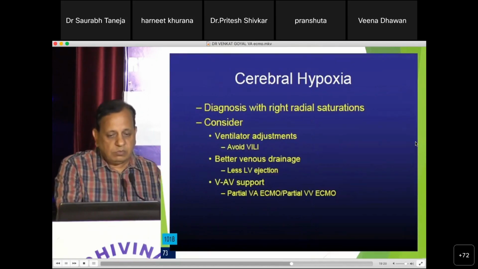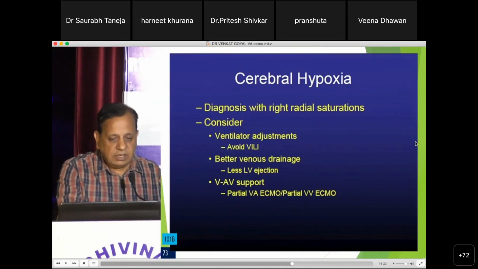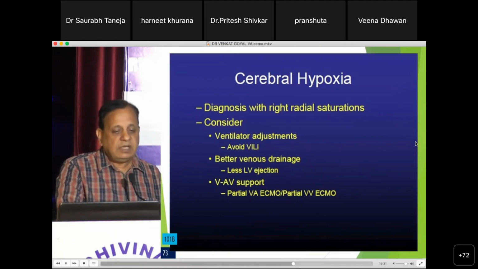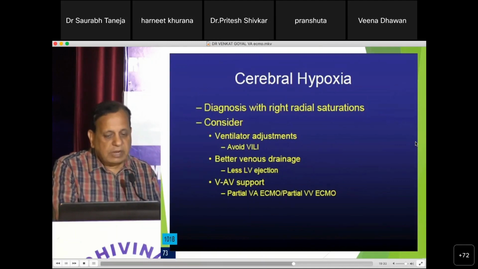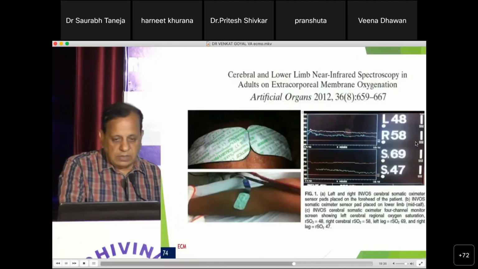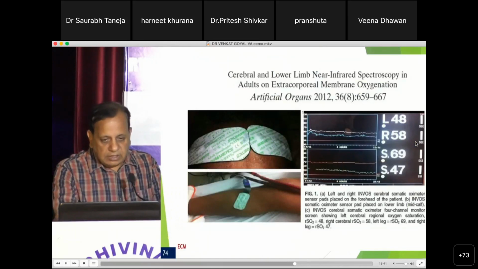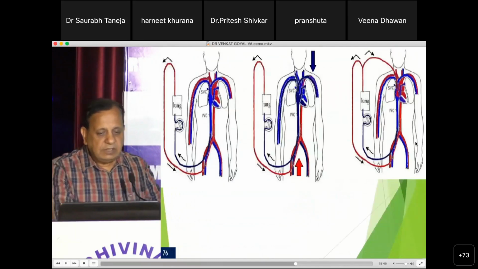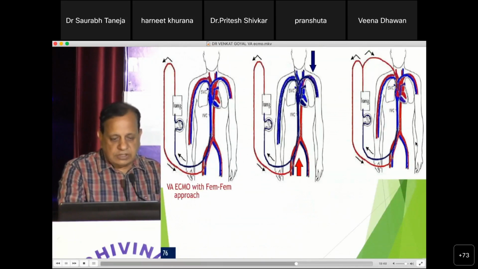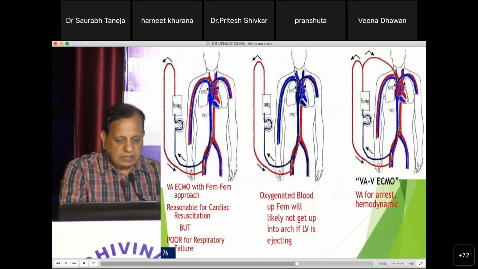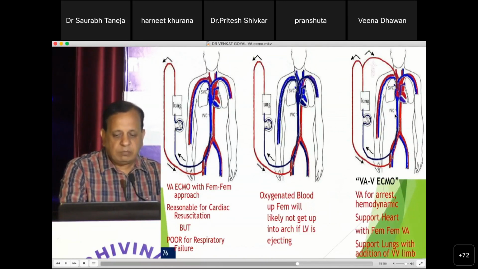So the diagnosis is by right radial saturations, and you consider ventilatory adjustment, better venous drainage and less left ventricular ejection, and VAV support, that is partial VA and partial VV ECMO. You look for cerebral and lower limb perfusion by near infrared spectroscopy to see the level of tissue perfusion and the oxygen level at that level. These are the various circuits to be seen. That is the treatment for poor perfusion or cerebral hypoxia. That is basically a VAV ECMO.